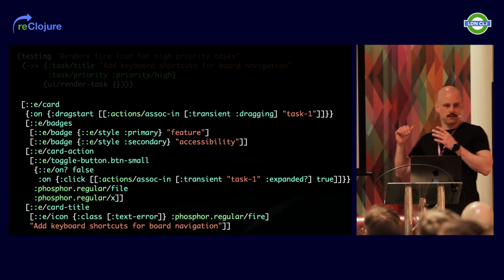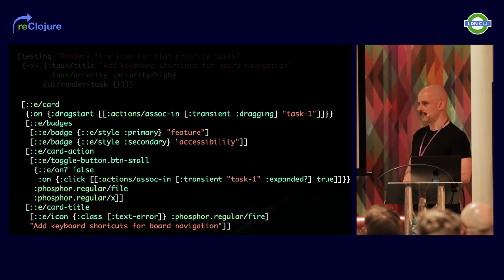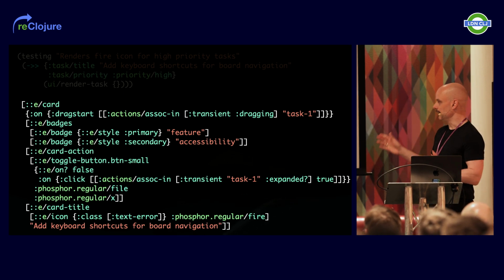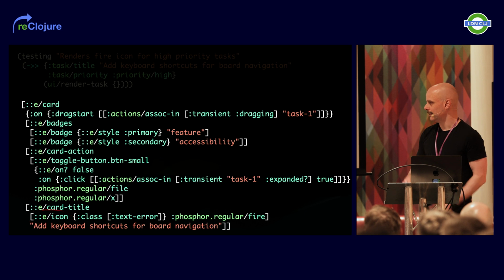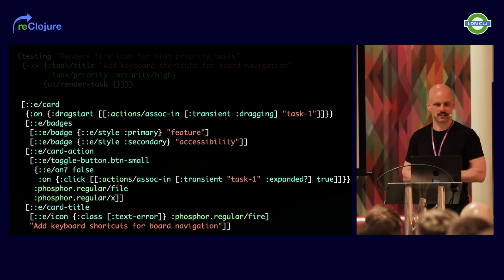So now, a lot of the visual details, the tail-end classes, are gone. Instead, we have a bunch of these high-level concepts. It's a card. It has badges. There's a card action with a toggle button, a card title with an icon. It speaks at a higher level of abstraction.